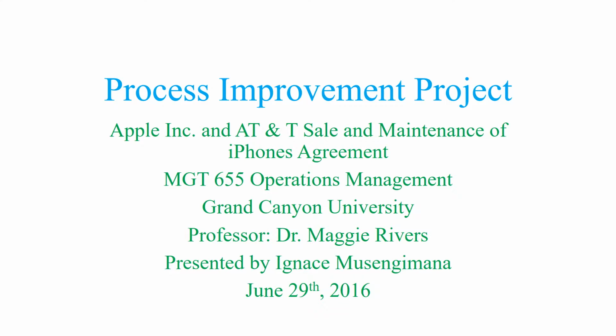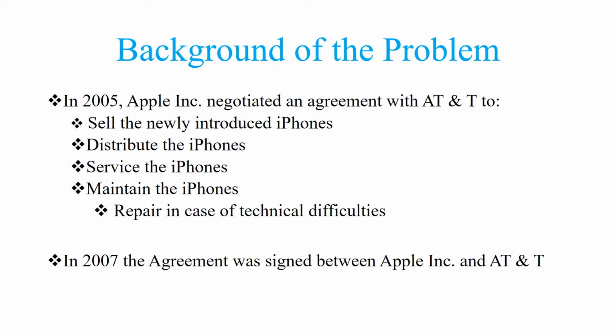Process Improvement Project, Apple Inc. and AT&T Sales and Maintenance of iPhone Agreement. In 2005, Apple Inc. negotiated an agreement with AT&T to sell the newly introduced iPhones, distribute the iPhones, service the iPhones, and maintain the iPhones. And the agreement was signed in 2007.